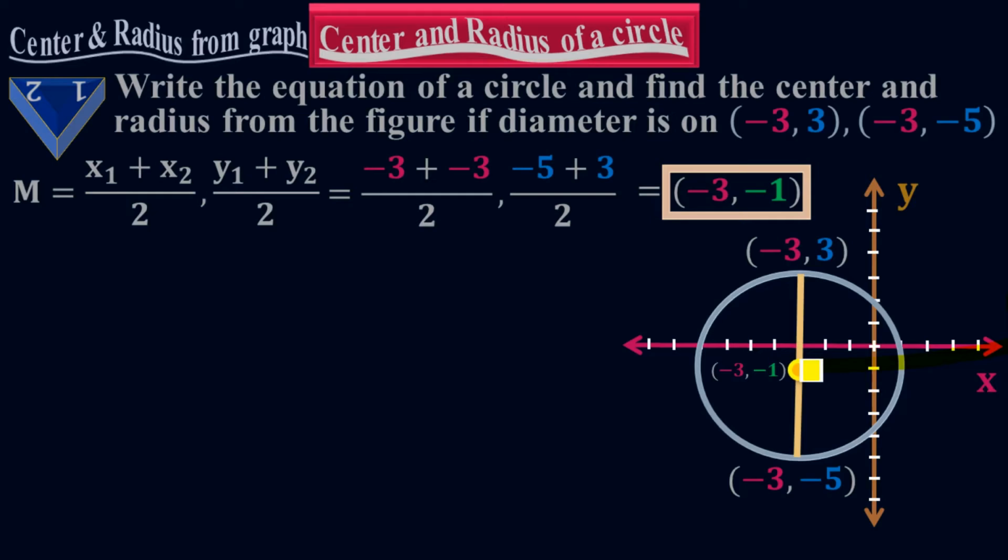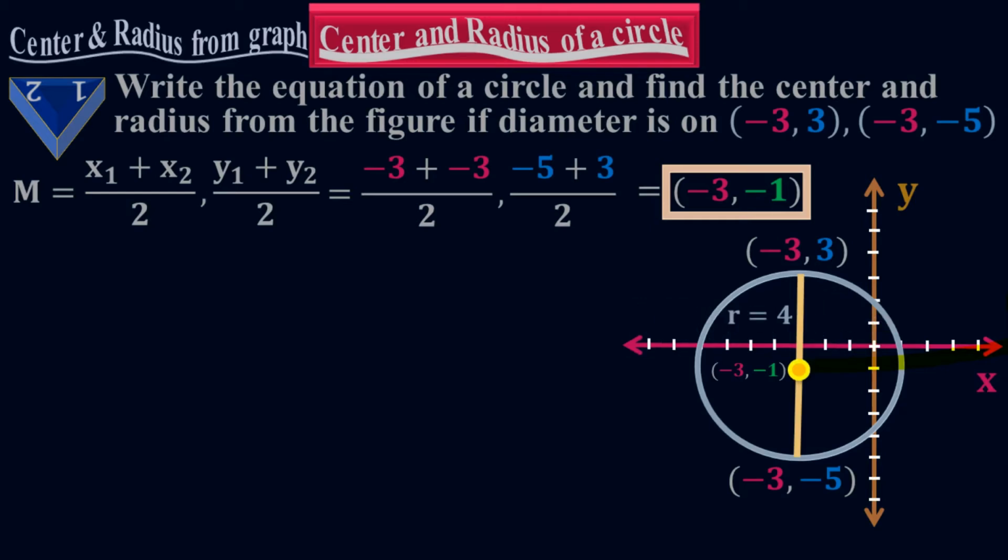Now it is pretty easy for us to find the radius of the circle. Just count the points from the center up to the border of the circle. How many points is the center away? 1, 2, 3, 4, in every direction. The center is 4 points away from the border of the circle. Therefore, the radius of the circle will be 4. So r equals 4.